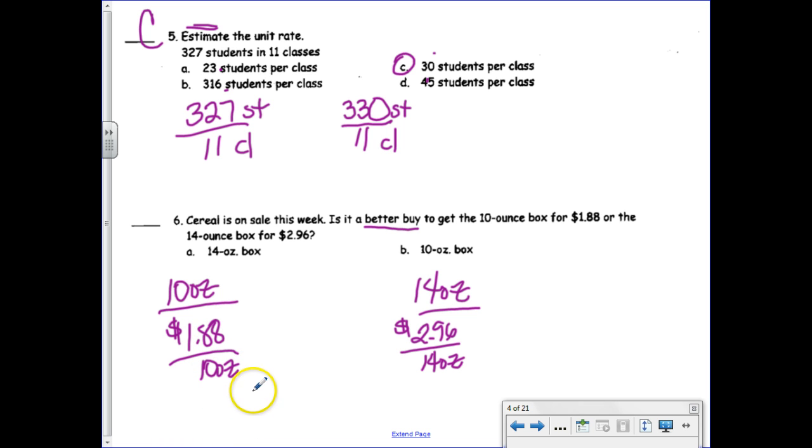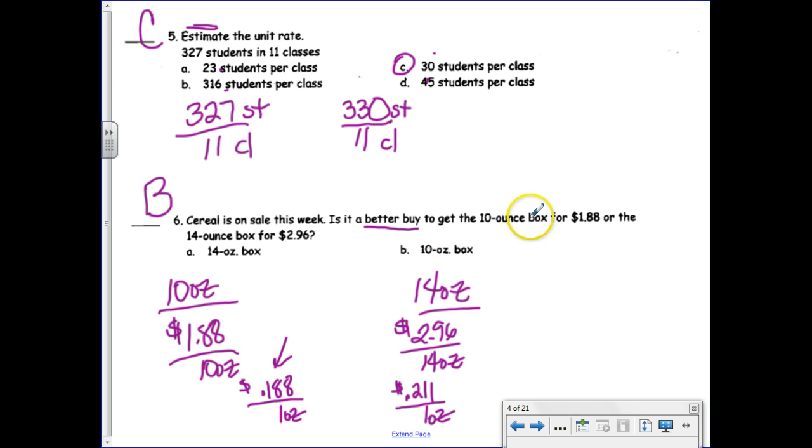On this one, the small box, you get 0.188, so about 18.8 cents per ounce. This one, you're going to end up with a little over 21 cents per ounce. So which is the best buy? Believe it or not, the smaller box is actually cheaper per ounce. So for number 6, you should choose B.